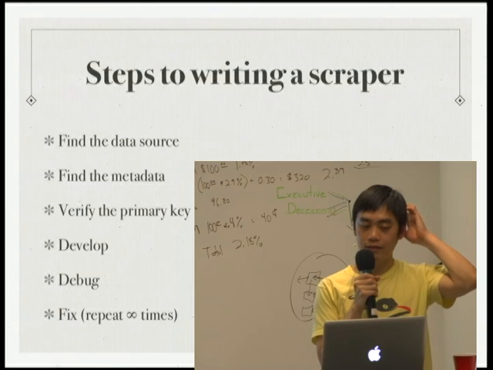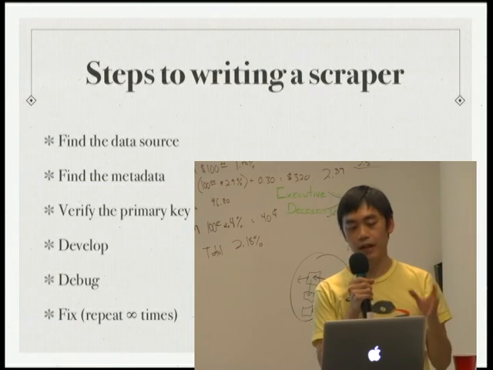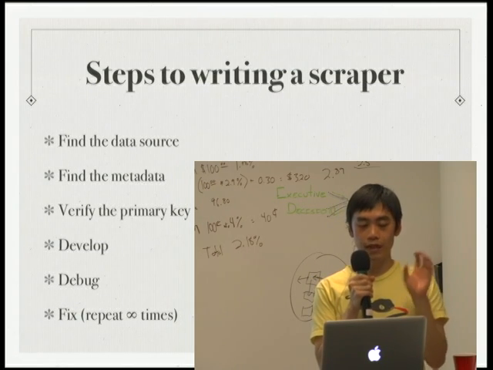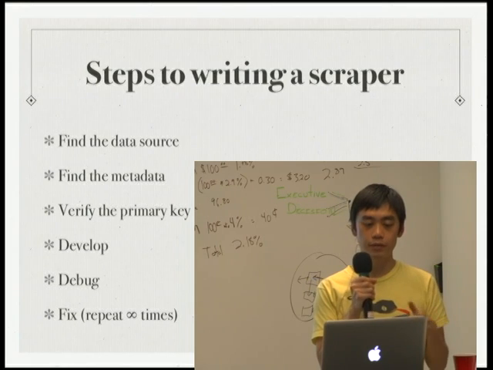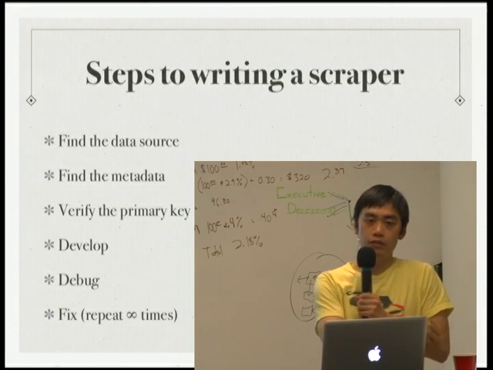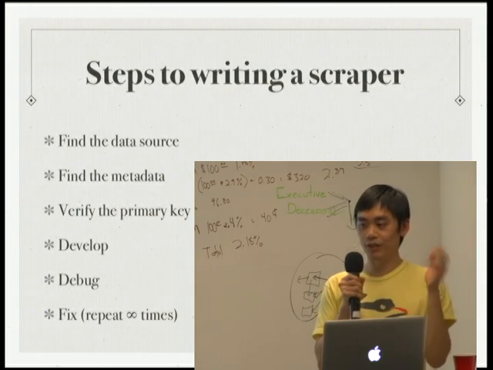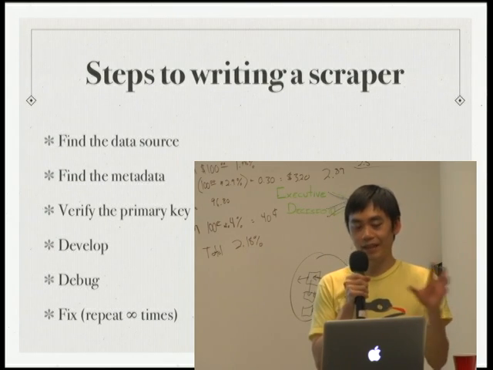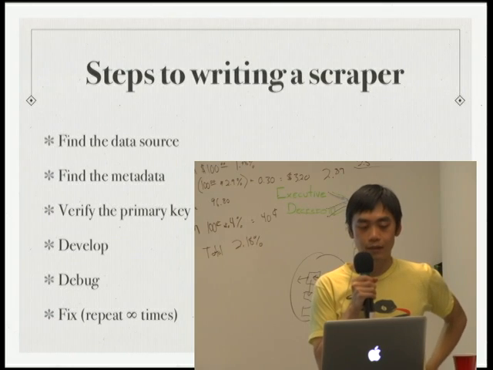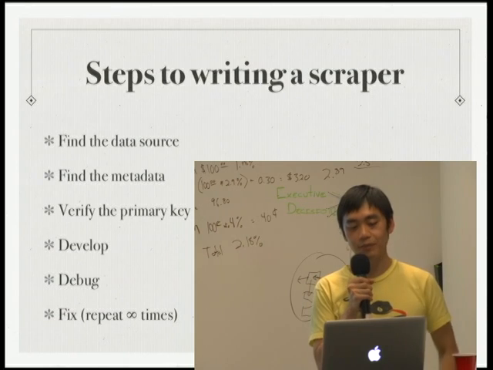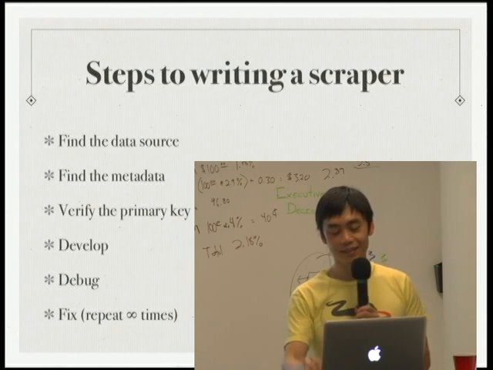When I say debug, I mean really test it with the actual live data. You always need to eyeball the output because it's almost never the case you got it right the first time. There's always some weird exceptions because the structure of the data is usually not that apparent. There's no schema that you can look at. The structure is just whatever is defined by how the data is presented to you. And then obviously the last step is to fix the scraper, which you will repeat infinity times.